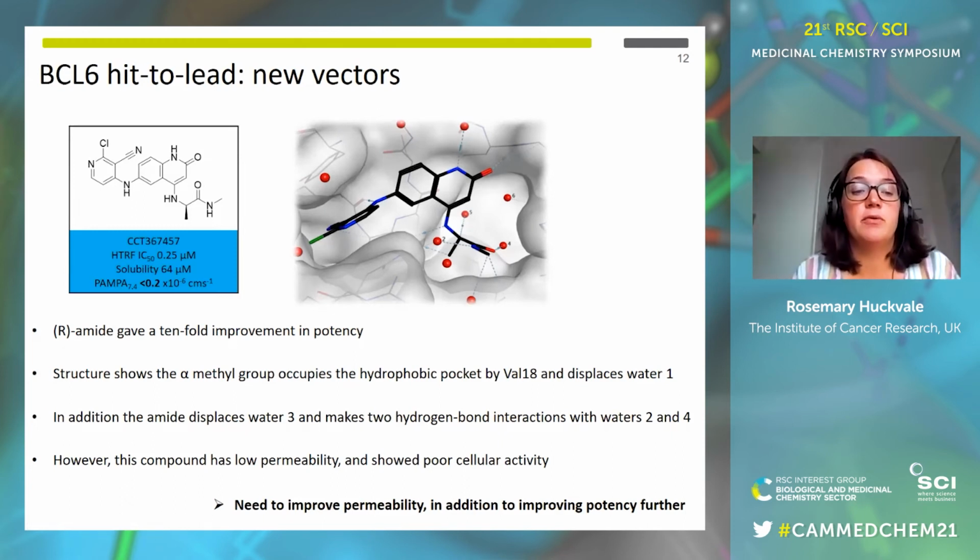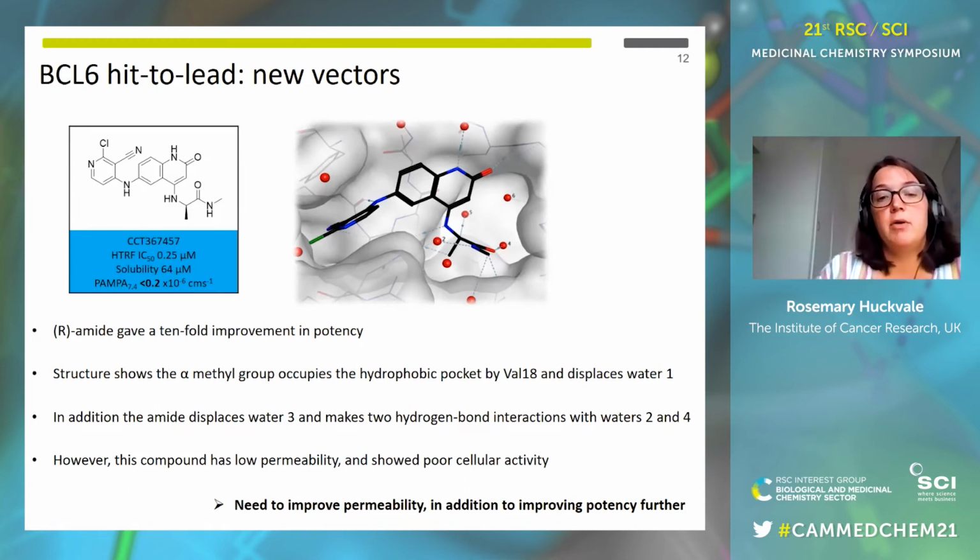We've got a 10-fold improvement in potency. However, we've got low permeability, and actually this compound showed very poor cellular activity. So at this stage, we needed to improve permeability and hopefully improve the potency further.